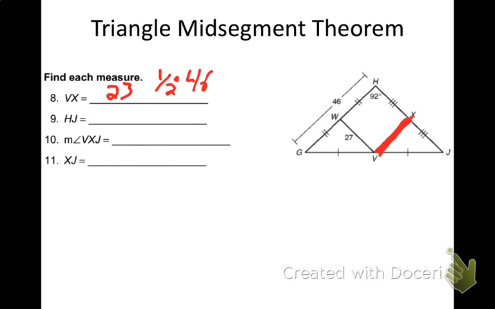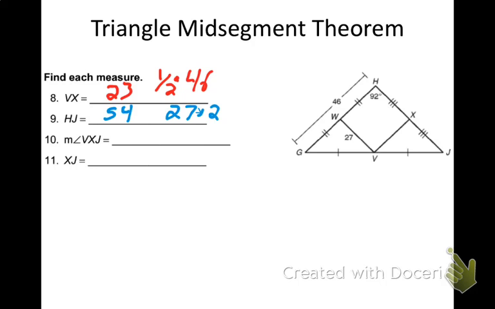What about number 9? It says find HJ. So now I'm going to go HJ. Here's the blue line. HJ is the blue line. What do you suppose that has to be, Mr. Goldap? 54. How did you find that? Because the mid-segment's 27. If that one's 27, you take 27 times 2, and you get 54. Good work.